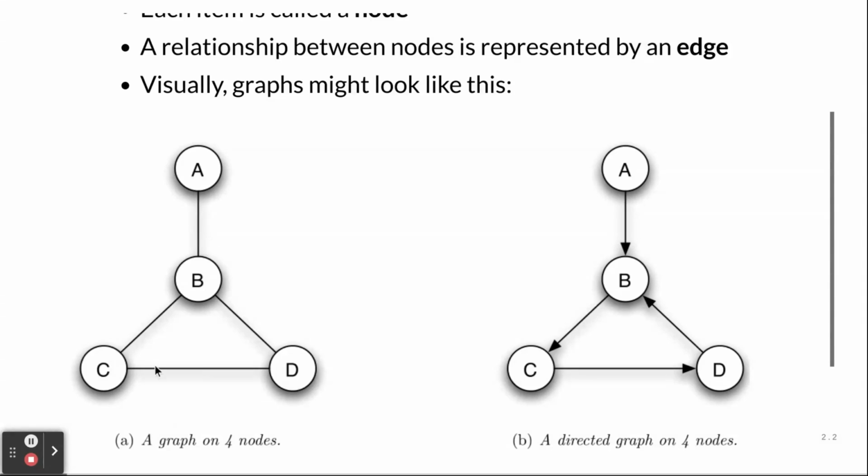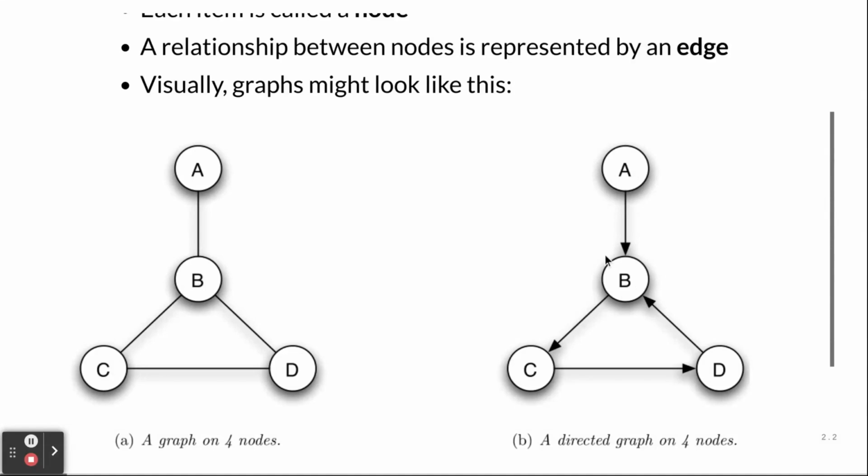And this is what's called an undirected graph. Typically, when we say the word graph, we mean undirected graph, but there is a special type of graph called a directed graph. Here we have the same four nodes, and there are edges between the same pairs of nodes in each case, but this time there's an arrow saying A points to B points to C to D, and then D back to B. And this type of graph is called a directed graph.